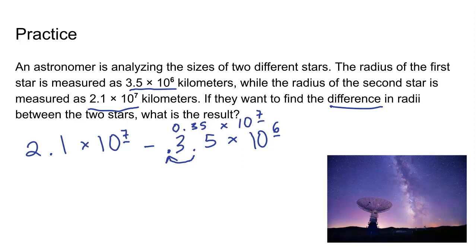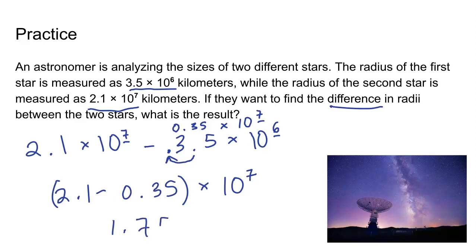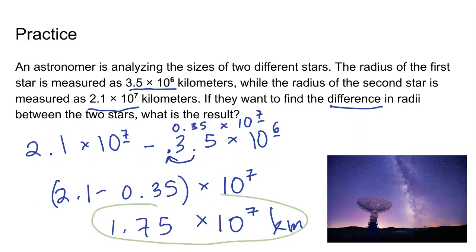And now you have the same exponents, so go ahead and subtract the coefficients, which gives you 2.1 minus 0.35 times 10 to the 7th power. And 2.1 minus 0.35 is 1.75 times 10 to the 7th power. And make sure to add the units, which is kilometers. So the difference in the radii between the two stars is 1.75 times 10 to the 7th kilometers.